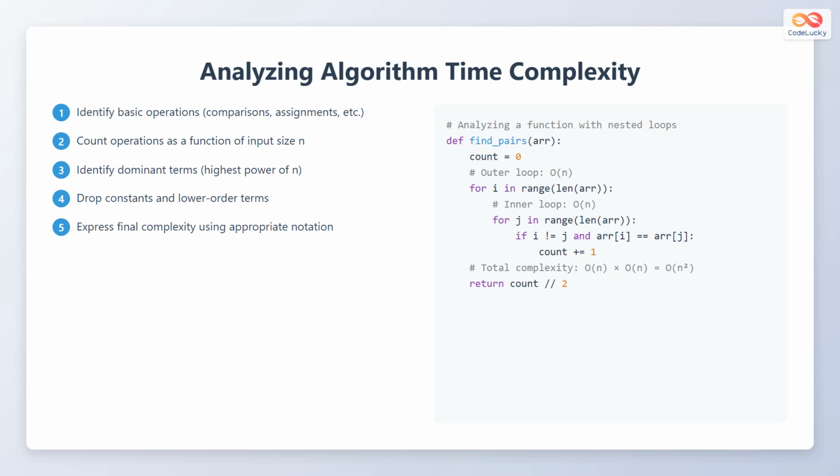Let's consider a function with nested loops. The outer loop has a time complexity of O of n, and the inner loop also has a time complexity of O of n. Therefore, the total complexity is O of n times O of n, which equals O of n squared.